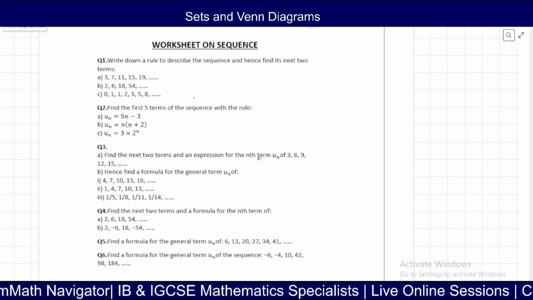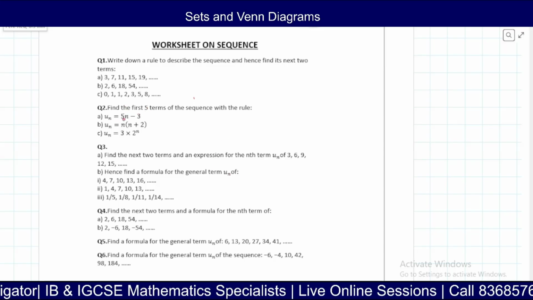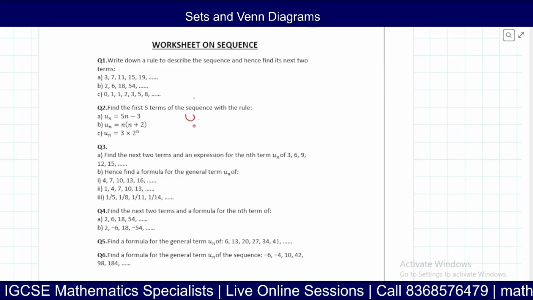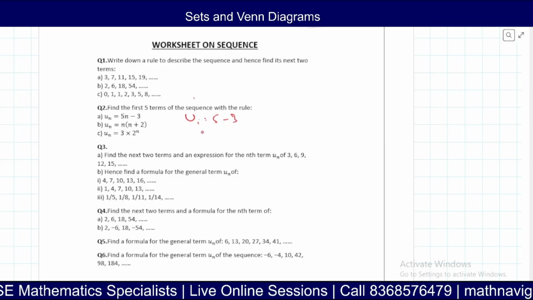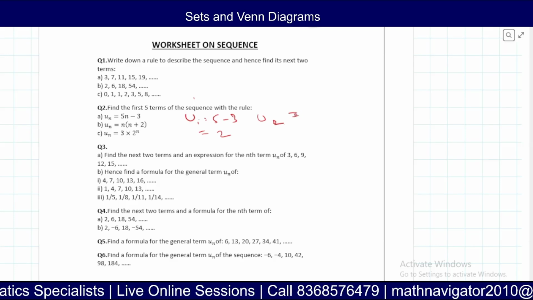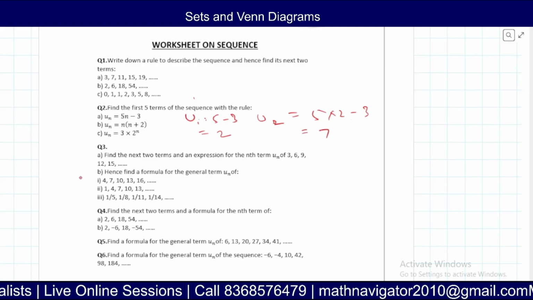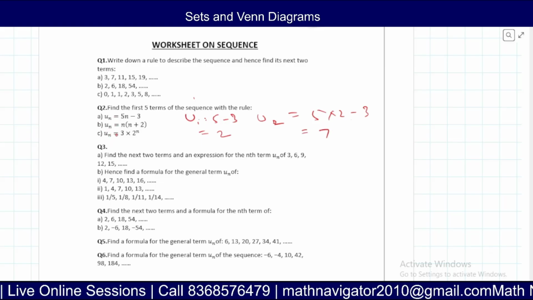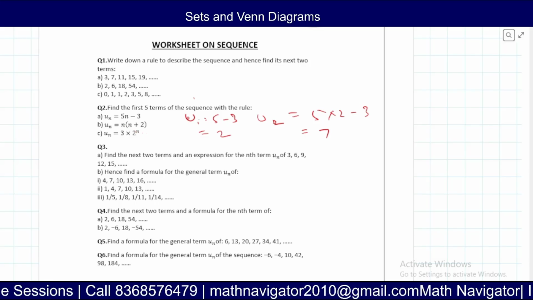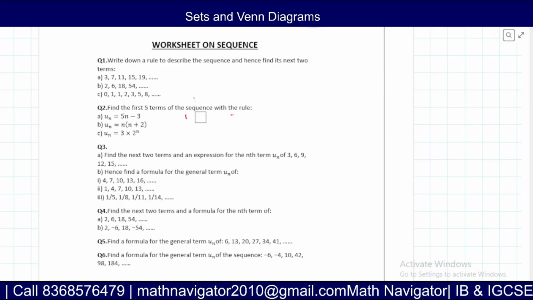Find the first 5 terms of the sequence with the rule. So un means the nth term, and u5 is the fifth term. So u1 is equal to 5 minus 3, which is equal to 2. u2 is equal to 5 times 2 minus 3, and so on, so 7, like this. Same way you have to do here: un is equal to n times n plus 2. For the first term, you will substitute n with 1. I'll just substitute 1 in every sequence so that you become more comfortable.